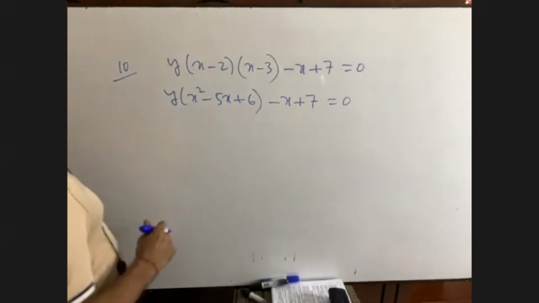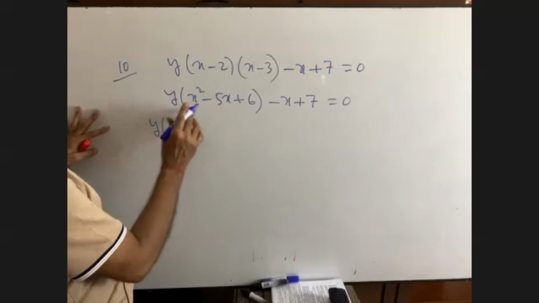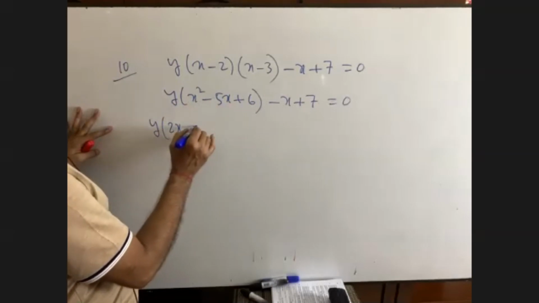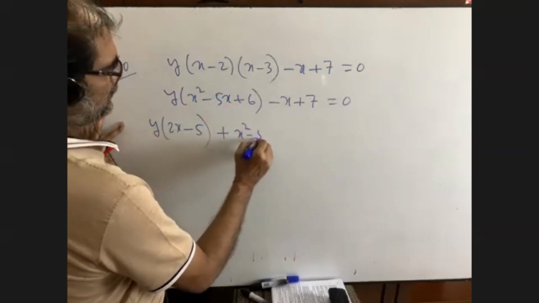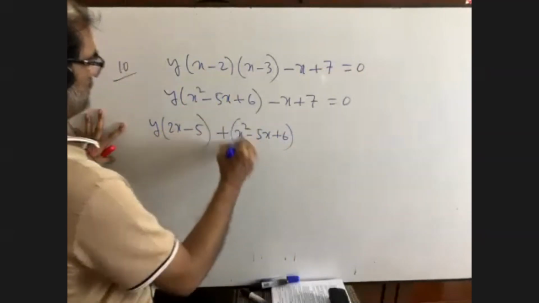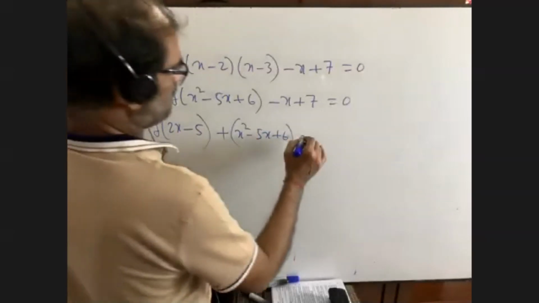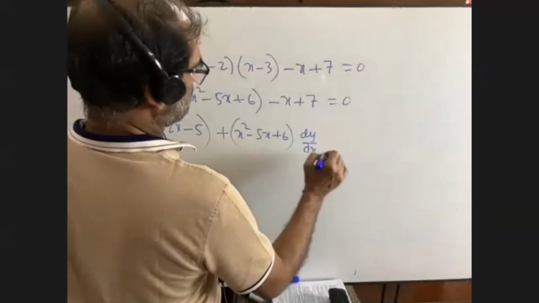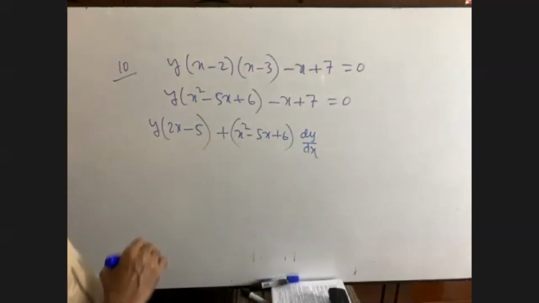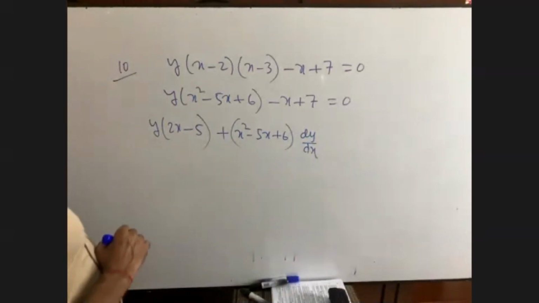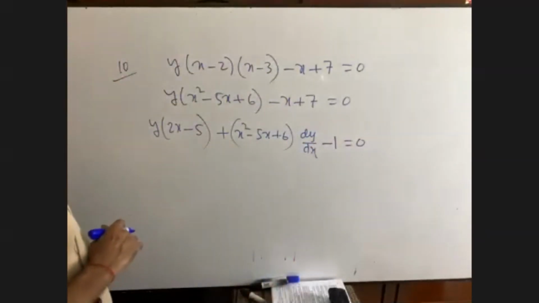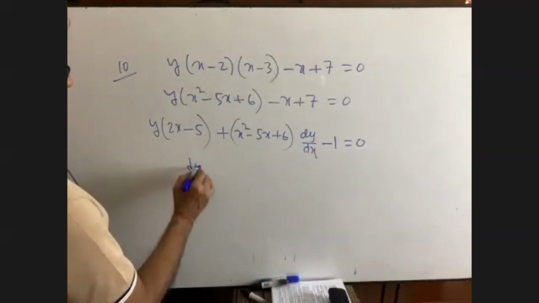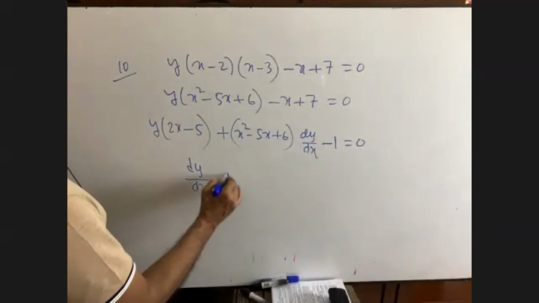Now you just find out. It is y times 2x minus 5, plus x square minus 5x plus 6 times dy by dx, minus 1. From here you will find dy by dx. Can you find it? Then your math is done.